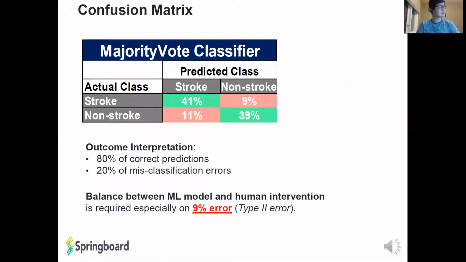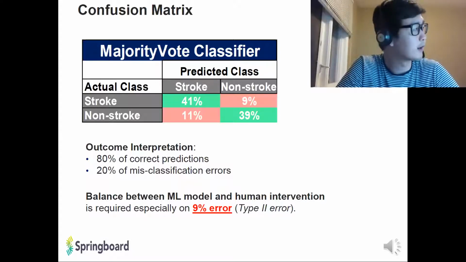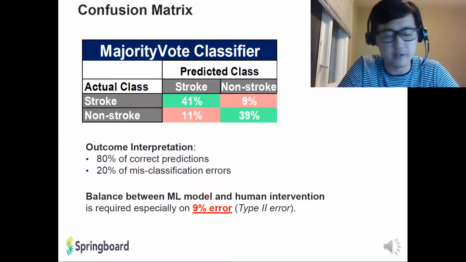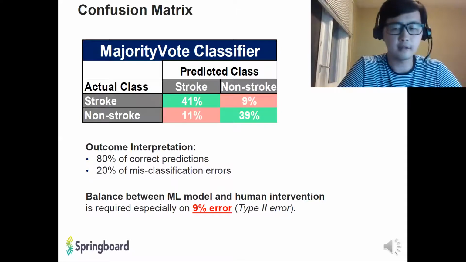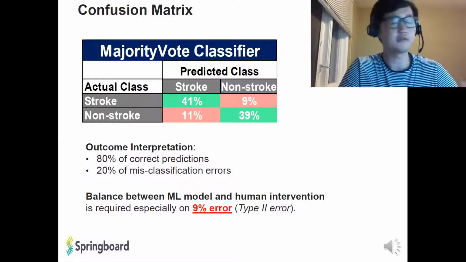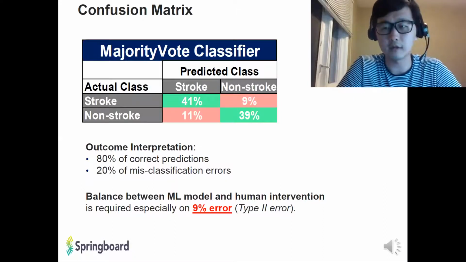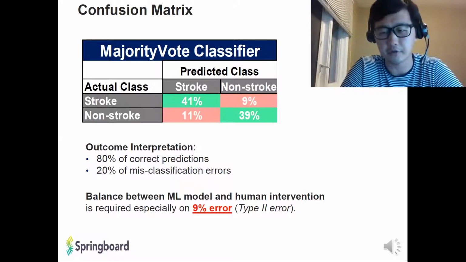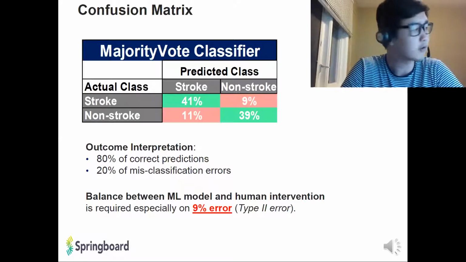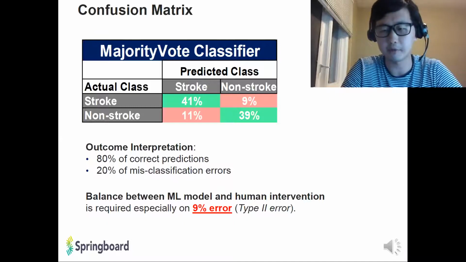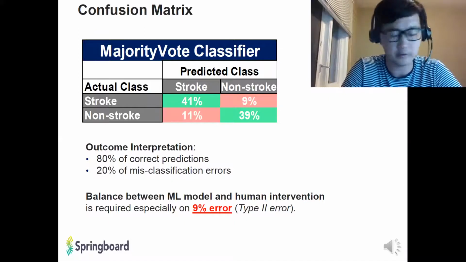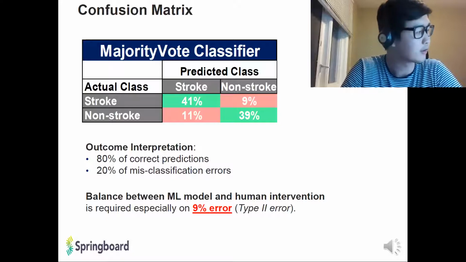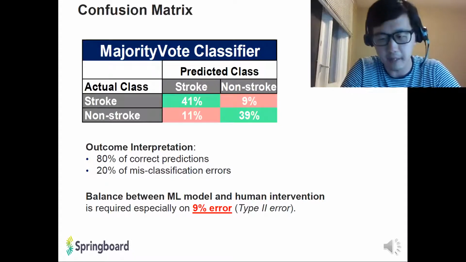Now moving on to the confusion matrix. This is the confusion matrix table, the result I obtained from the majority vote classifier. The take-home message here is that the confusion matrix is a tool to tell you how many of the predictions are made correctly and how many predictions are actually wrong. Overall, I was able to get 80% correct predictions on both non-stroke and stroke cases combined. But then there are 20% misclassification errors.